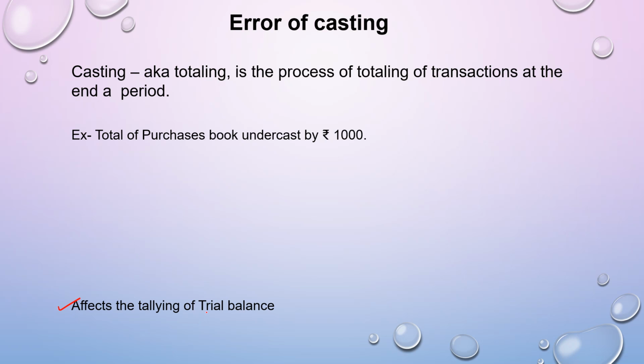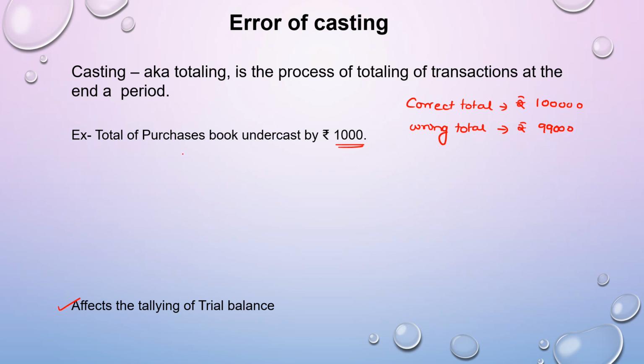Now to understand this, let us look at the example. Suppose the total of purchase book is undercast by 1000. Undercast means the total is less. Suppose the correct total actually should have been say rupees 1 lakh. But you have wrongly totaled. So the wrong total that you have taken has come to say 99,000, leading to an undercasting of 1,000.